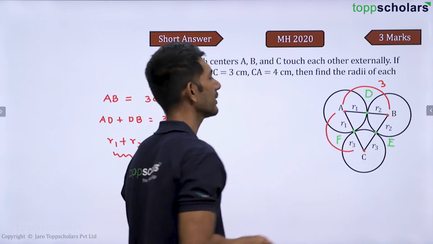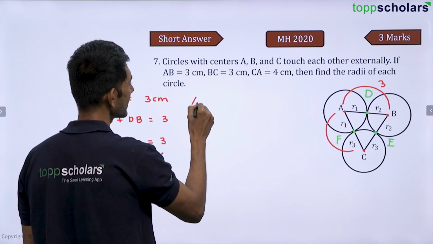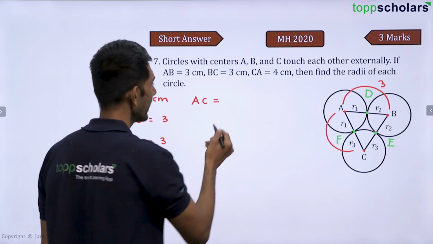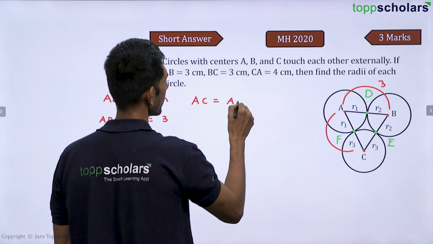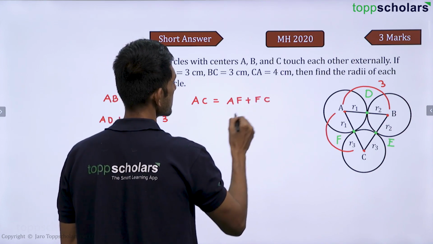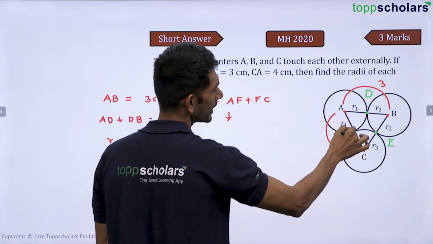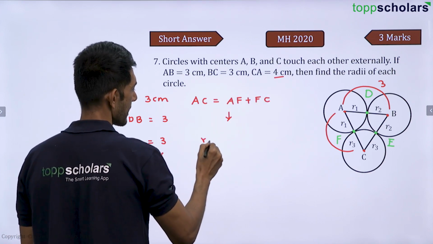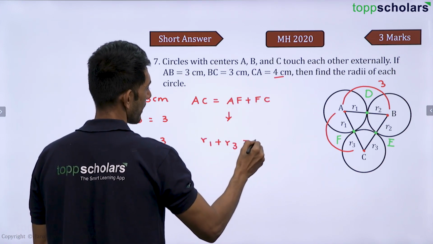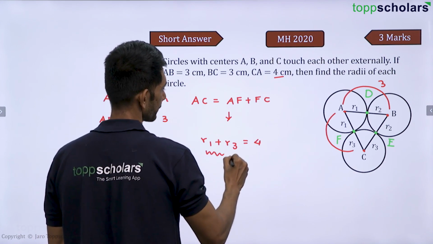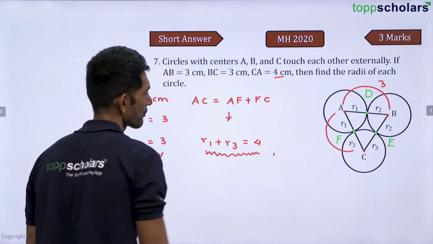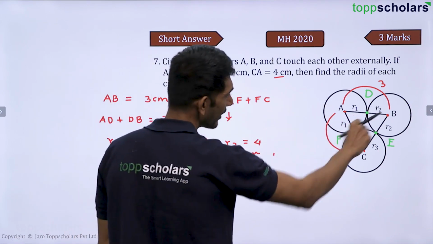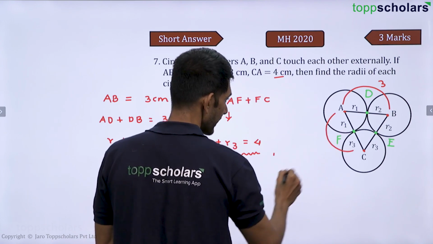Now observe here, R1 plus R3. So can I say AC? This time I am doing it directly. What will be AC? AC will be AF plus FC. So can I say this implies R1 plus R3 is equal to AC, which is 4. R1 plus R3 is 4. I hope this is clear. And then finally you have R2 plus R3, correct? That is BC.